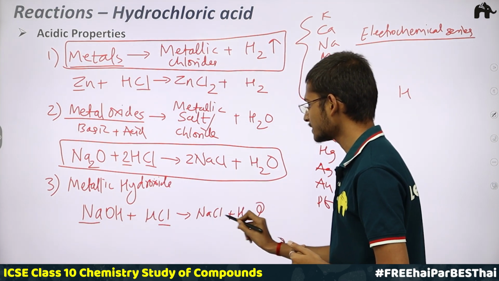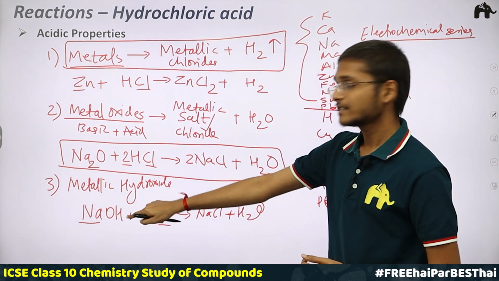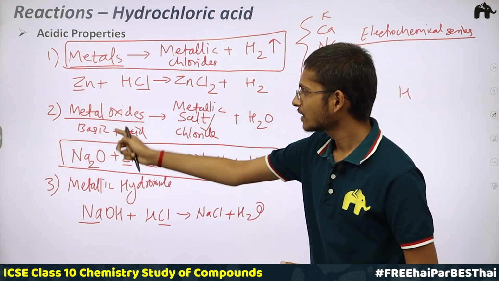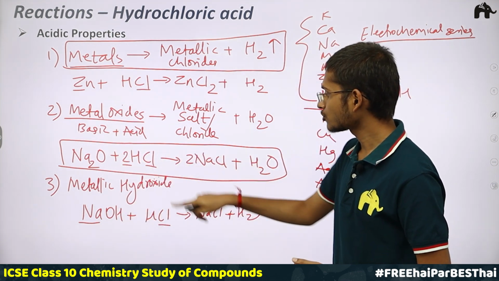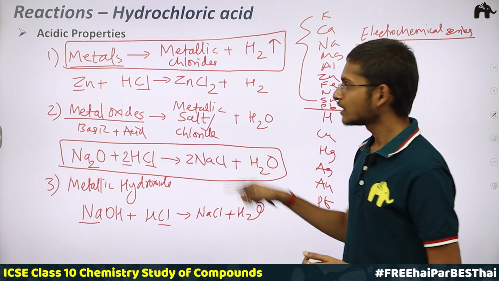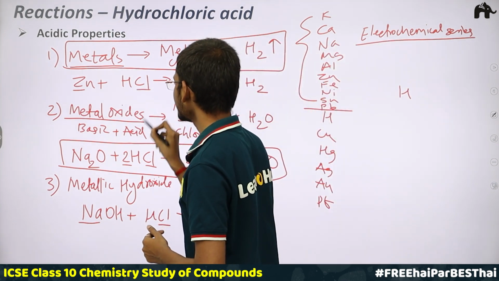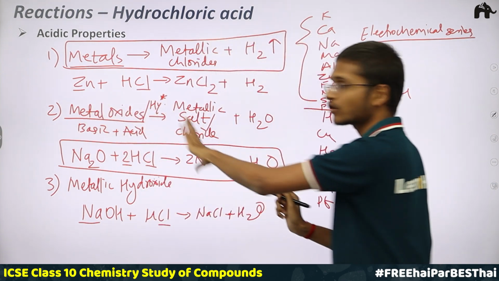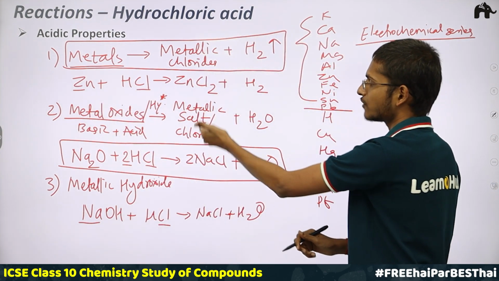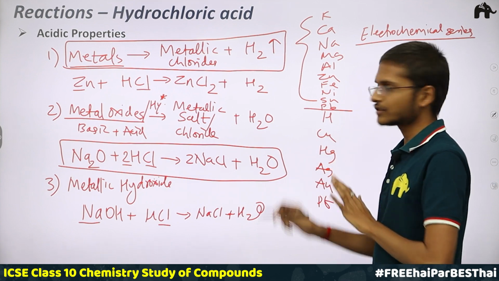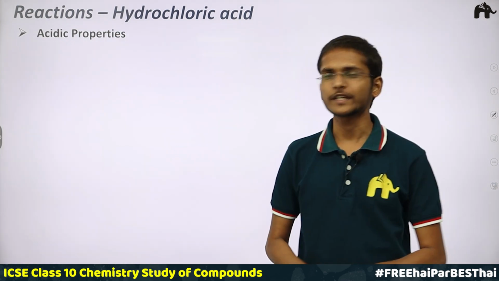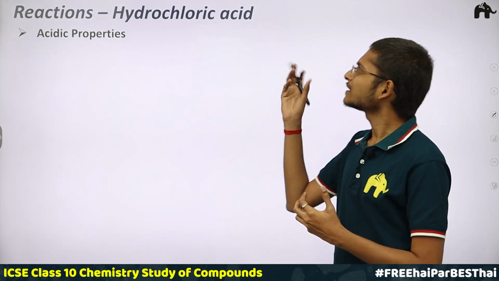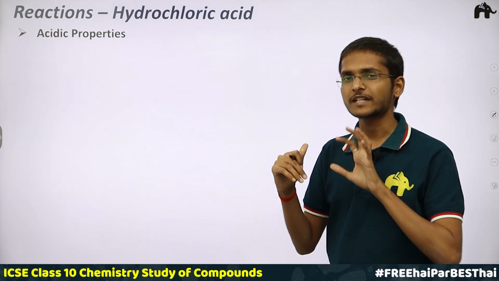Here also the same logic: our metallic hydroxides are basic in nature, and HCl is an acid, so it would also give us salt and water. So you can just write the general reaction for oxides or hydroxides: when metallic oxides or hydroxides react with HCl, they form metallic salts and water. This is the general reaction for both of them. Now we are done with the reaction of HCl with metals, metal oxides and metal hydroxides.